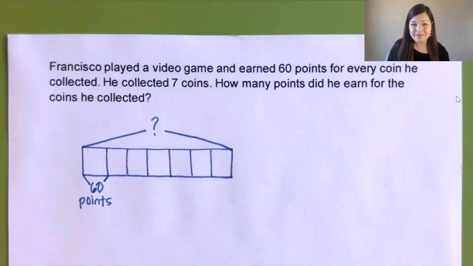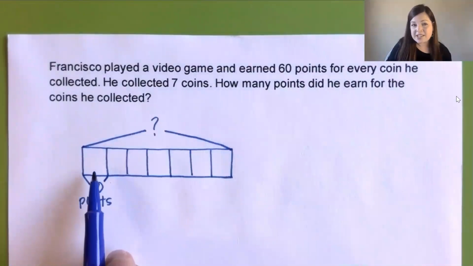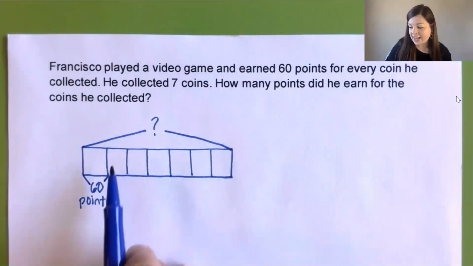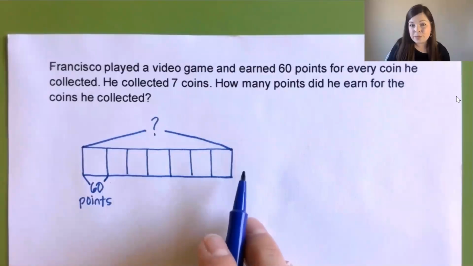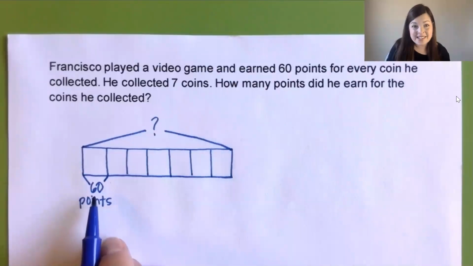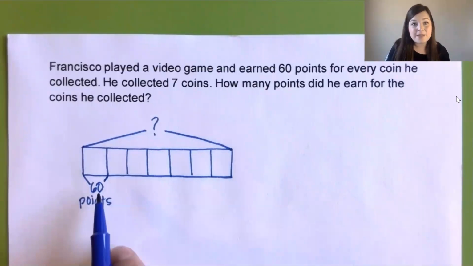Here's my tape diagram. Does yours look similar? Because I knew that Francisco earned 60 points for every coin he collected, and he collected 7 coins, I drew 7 units of 60, and I labeled the total as the unknown. Now let the tape diagram speak to you. What does it tell you about how we can solve? In the tape diagram, I can see 7 equal groups, and I know the value of each group is 60. And we're looking for the total. That tells me that I can multiply 7 times 60, or 7 groups of 60, to get the total.